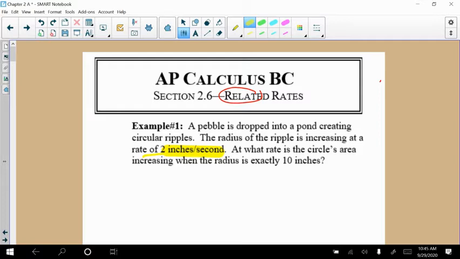And then it says, at what rate is the circle's area increasing when the radius is exactly 10 inches? Okay, so the first thing we need is the relationship. What's happening here? It says the radius of the ripple is increasing. Now these are circles, so there must be some relationship that exists between a circle and a radius. There's two I can think of right off the top of my head. The circumference of a circle is 2 pi times the radius, and the area of a circle is pi times radius squared. So how do you decide which relationship to pick? Well, it tells you in the problem: circle's area. So I'm going to think about the circle's area formula, A equals pi r squared.